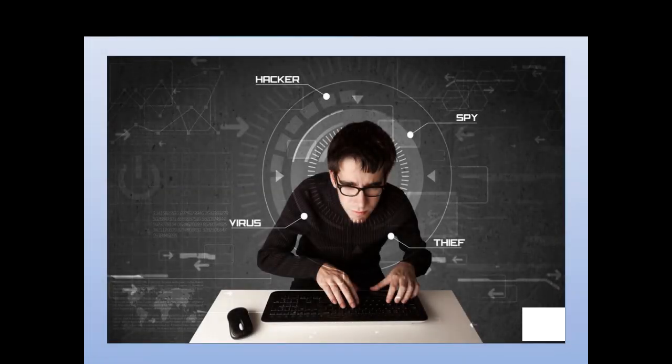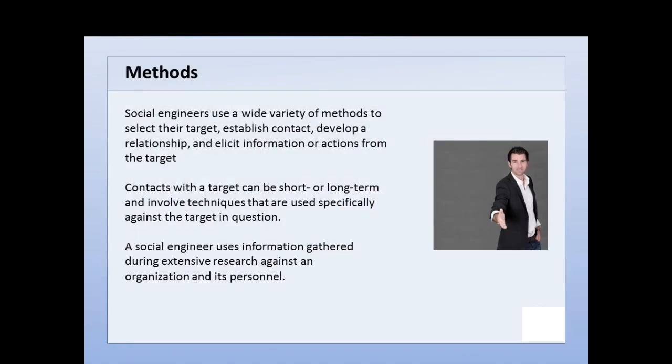Now let's take a look at the methods that a social engineer would use in general to attack people or physical and operational security. The methods that a social engineer might use cover a wide gamut, and this involves selecting a target, establishing contact with that target, developing a relationship of sorts, and getting what they want, information or actions.